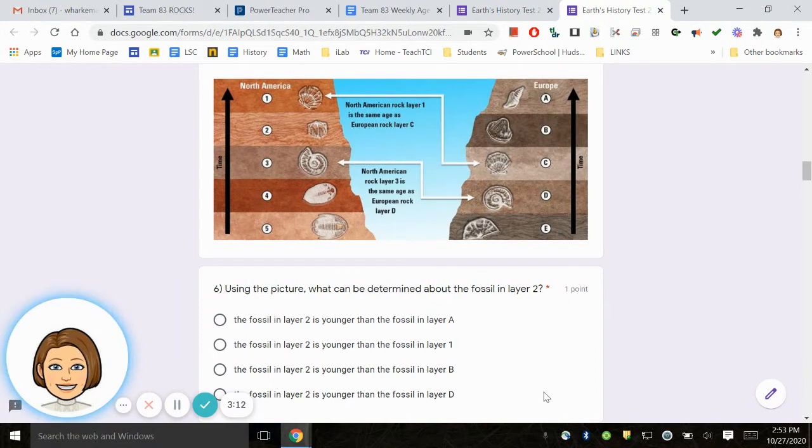The first one, the fossil in layer 2 is younger than the fossil in layer A. The fossil in layer 2 is younger than the fossil in layer 1. The fossil in layer 2 is younger than the fossil in layer B. Or the fossil in layer 2 is younger than the fossil in layer D.